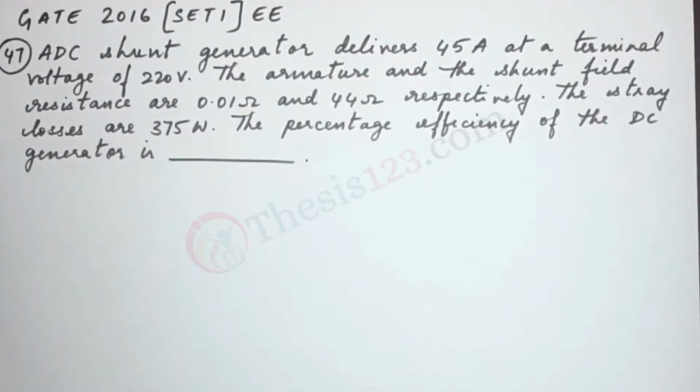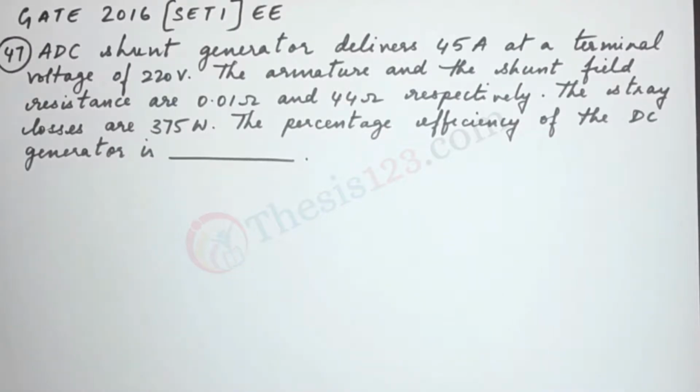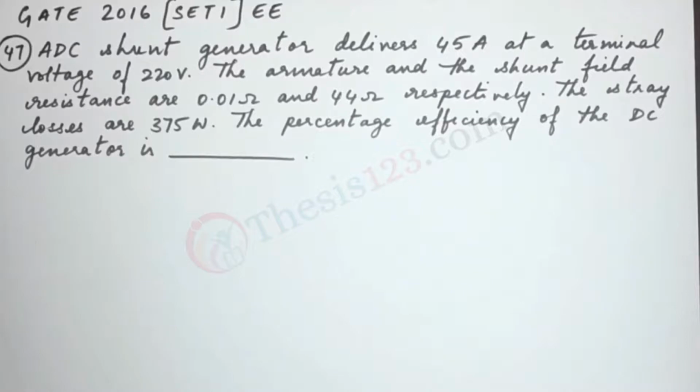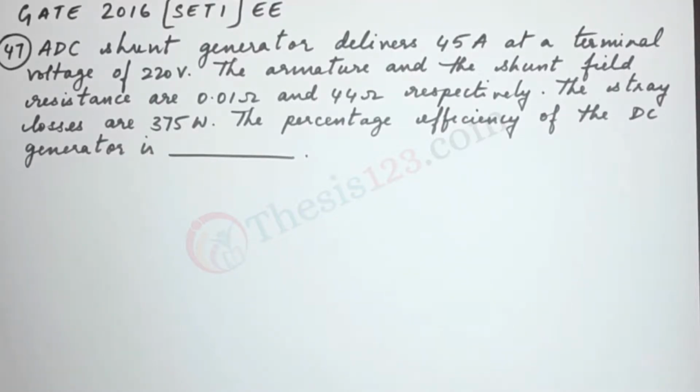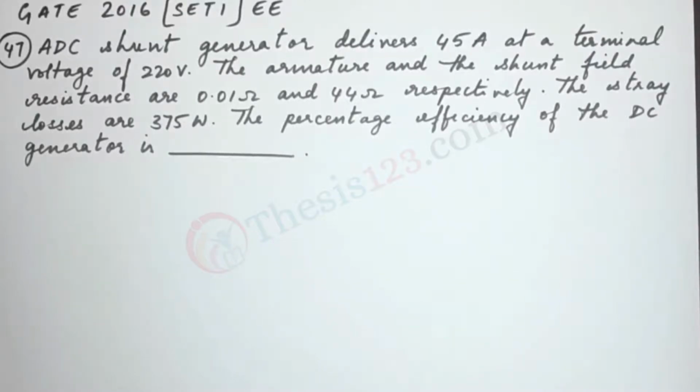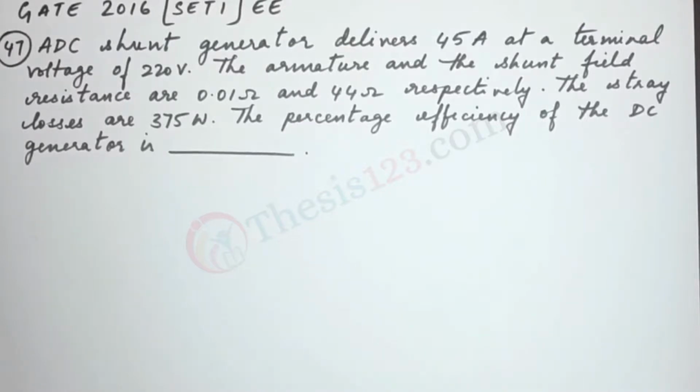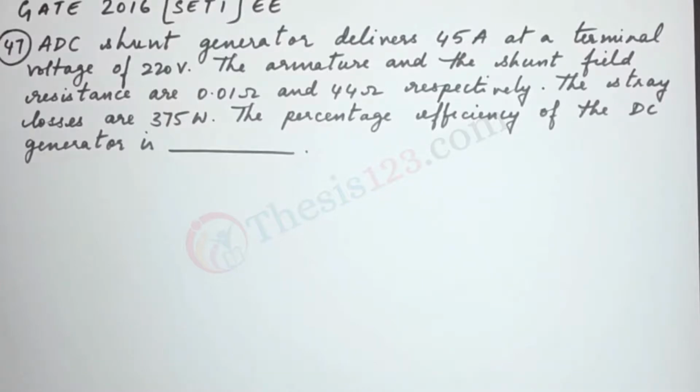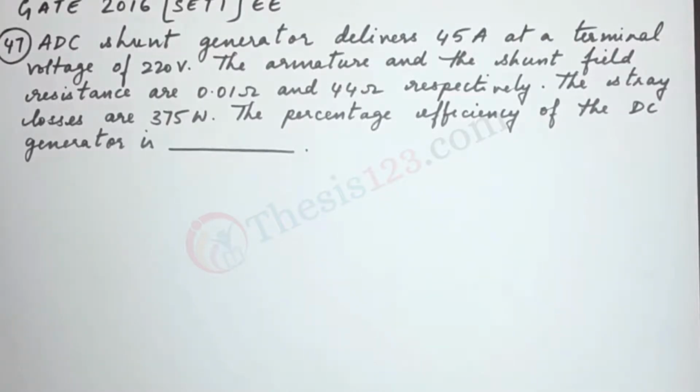What's the next question? Number 47. A DC shunt generator delivers 45 amps at a terminal voltage of 220 volts. The armature and the shunt field resistance are 0.01 ohm and 44 ohms respectively. The stray losses are 375 watts. The percentage efficiency of the DC generator is dash. So this is not a multiple choice question and we will have to solve it.